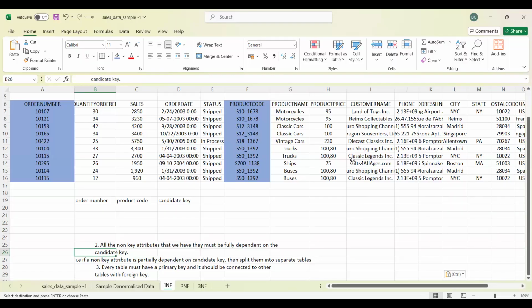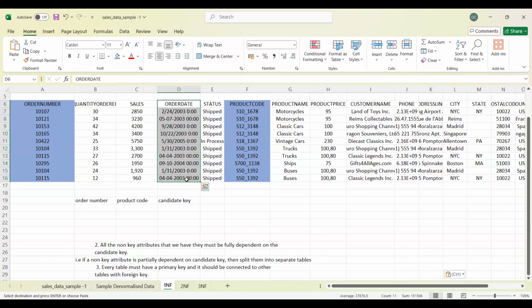Attributes are also called columns. Attribute in the sense, column only. All non-key columns means all the columns that are not part of a primary key or candidate key are considered non-key attributes. Non-key means we are not defining any keys on that column. Okay, am I clear on this point?